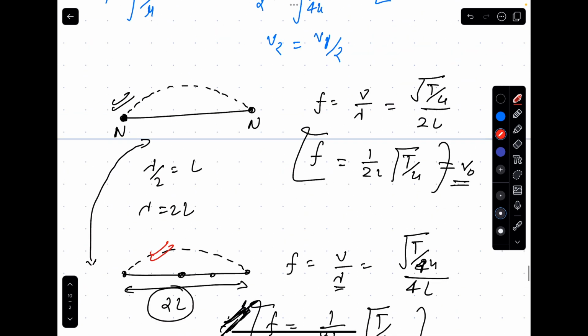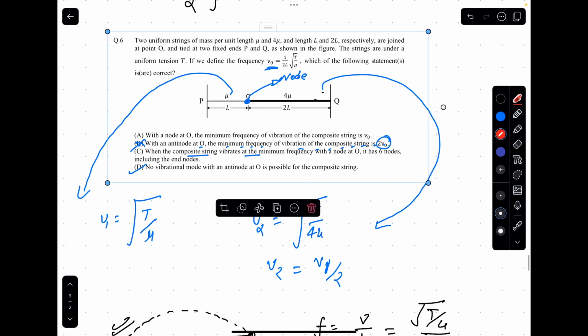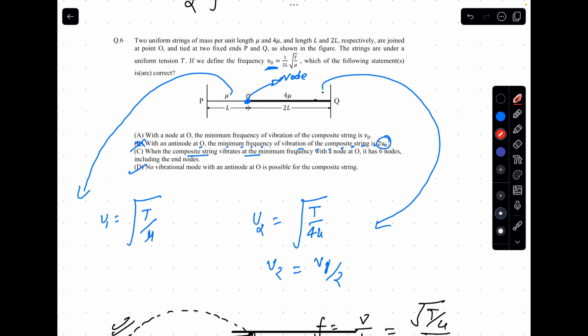Alright, yeah. So now let's read. The first option says, with a node at O, the minimum frequency of vibration for the composite string is V0. Yeah, absolutely correct. When the composite string vibrates at the minimum frequency with a node at O, there are 6 nodes including the end nodes, this is also correct. So according to me, A, C and D are correct for this.